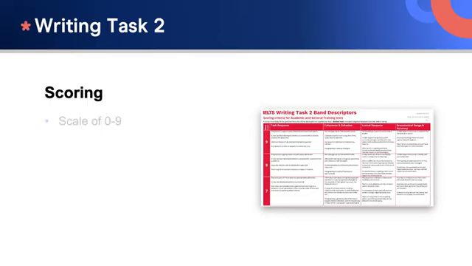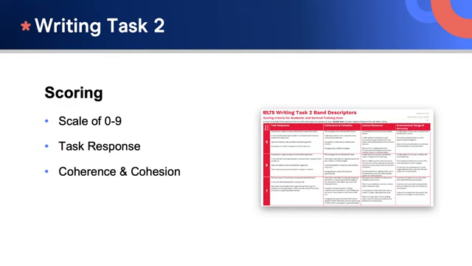Now that you know what the task looks like, let's quickly go over how it's scored, so you know what you need to focus on to do well. So you're scored on a scale of 0 to 9. You're being assessed on task response, which is about whether you address the prompt appropriately with relevant ideas that are fully supported. You're also being assessed on coherence and cohesion, which is whether your ideas can be followed easily because you use a logical sequence of information with appropriate paragraphing.